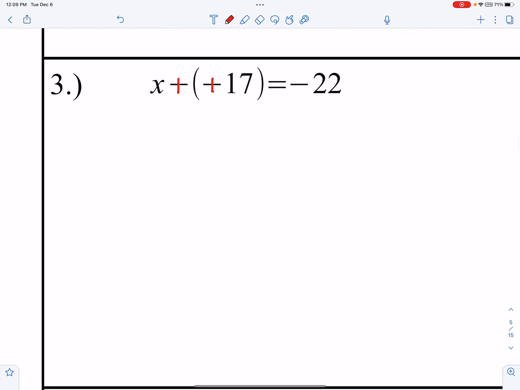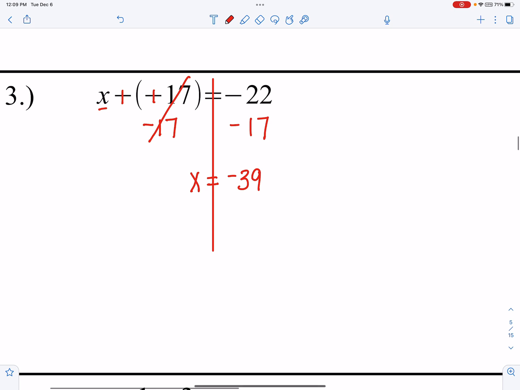Right away, I'm going to KFC this. So I see my variable on this side, separate my workspace. I have a positive 17. To create the 0 pair, we're going to subtract 17 to both sides. Okay. Once we do that, we create a 0 pair, so we have x equals, and then we have the negative 22 and the negative 17 is our negative 39.